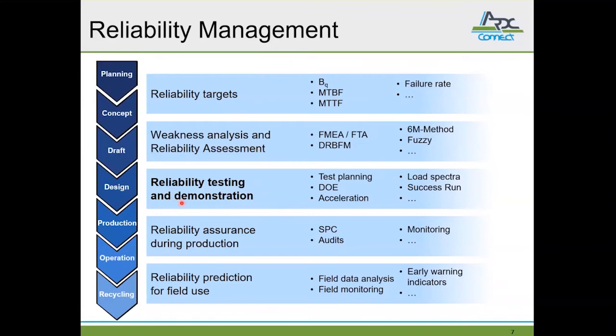And as you might know, life is not a deterministic variable. It's stochastic in nature. So test planning is not that easy. And this is the main motivation for today's webinar. So, the last steps for sure to get it complete are reliability assurance in production and reliability prediction for field use. But our focus, as I already said, will be the reliability testing and demonstration.